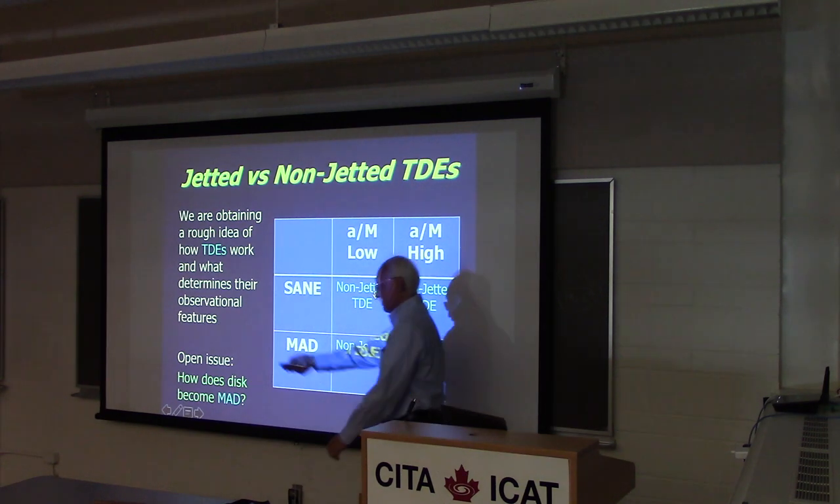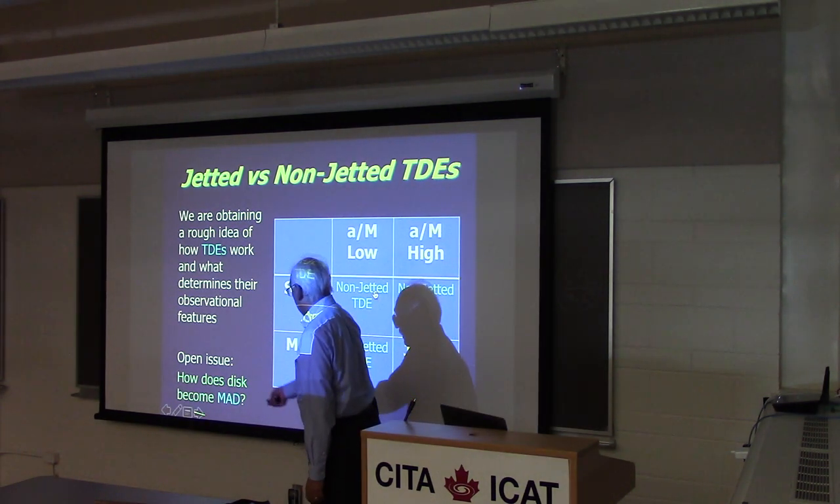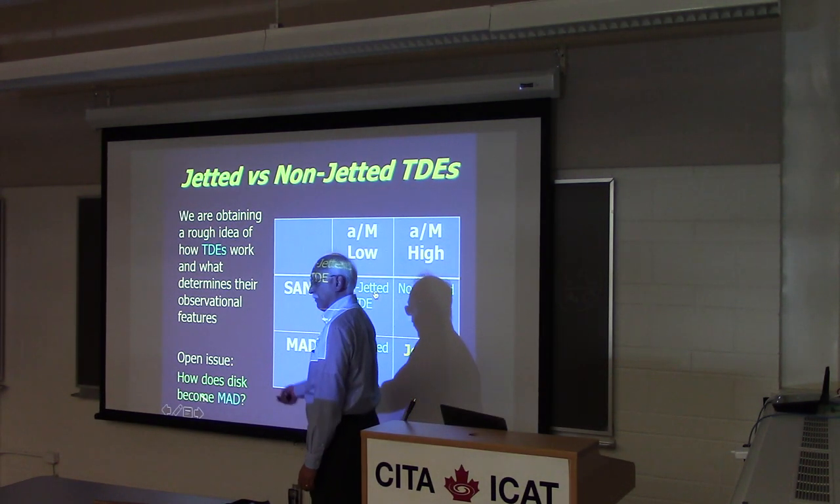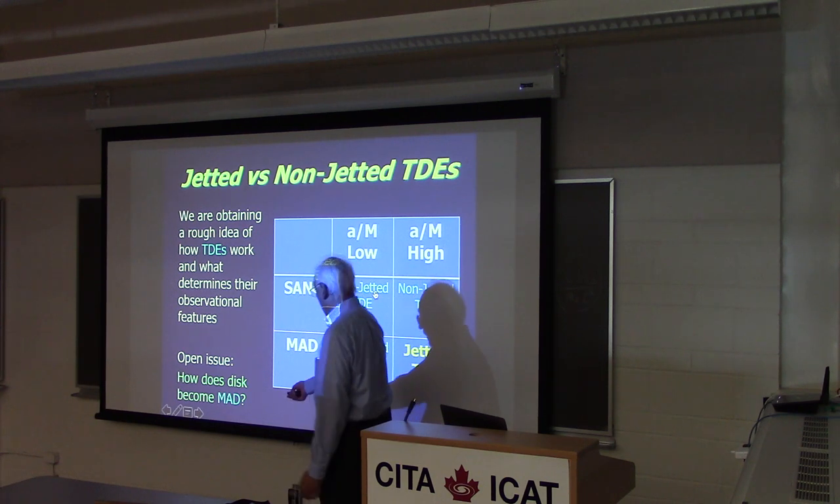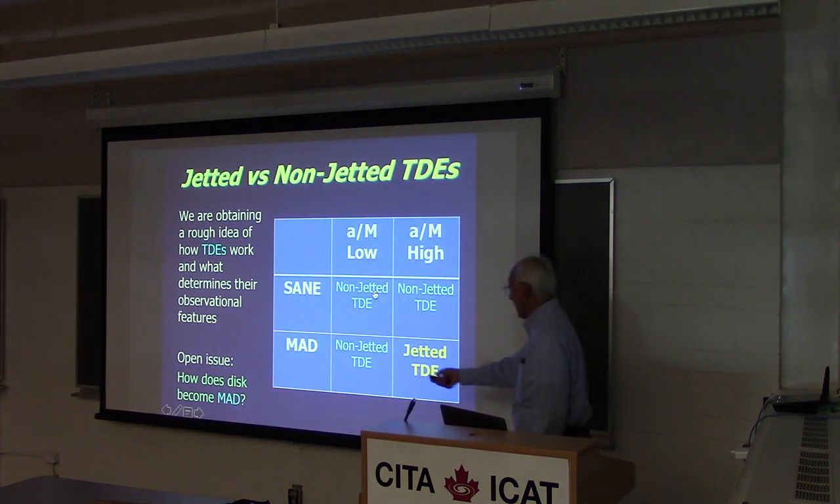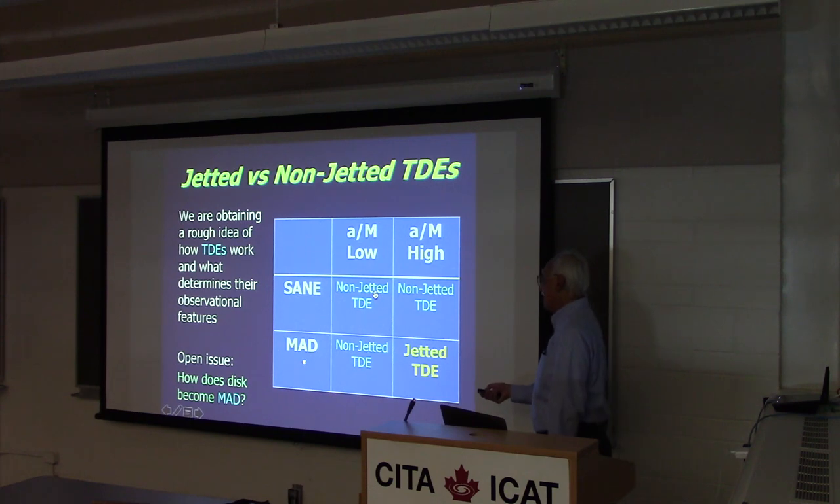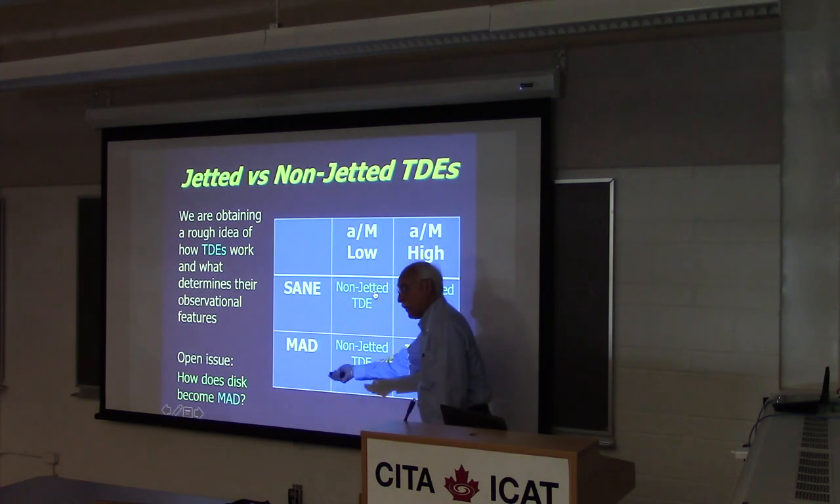Many open questions. Chris already asked, how do you bring all that magnetic field down here? It's an open question. Will the system ever become MAD? Our simulations say, if you're MAD, you can make Swift J1644. Otherwise, it's going to be very hard. So we have to figure out how it does it.